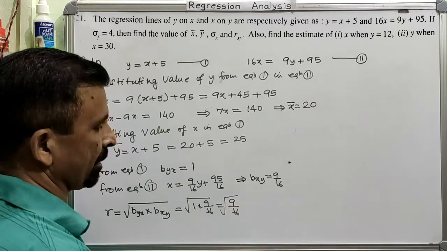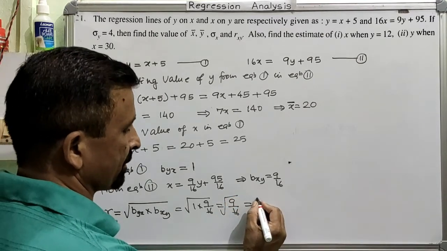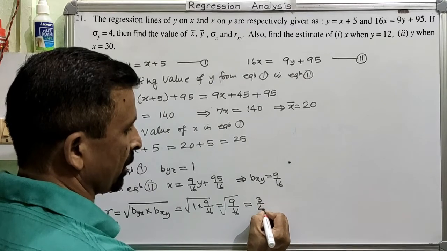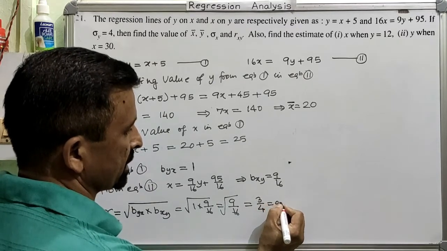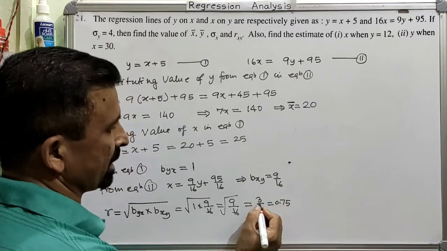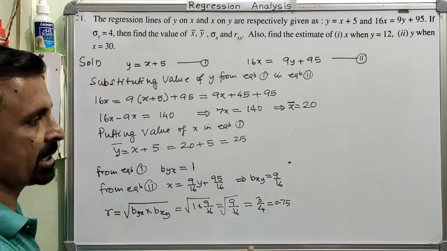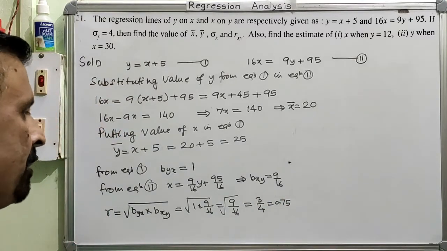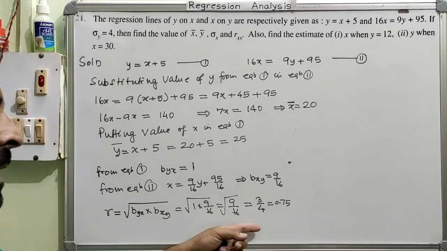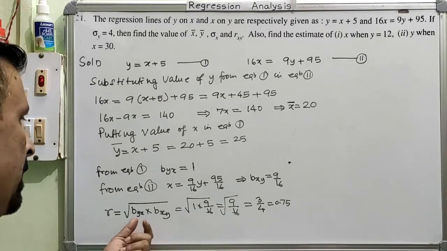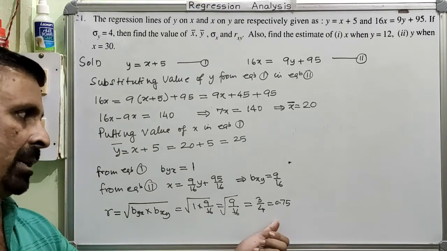Luckily both are square numbers, so we can have this in the form of a square root. So this is 3 over 4, that is 0.75. If you write in fraction, then this is the answer. If you write in decimal, then it will be 0.75. Is this very clear? Now the correlation coefficient is calculated.